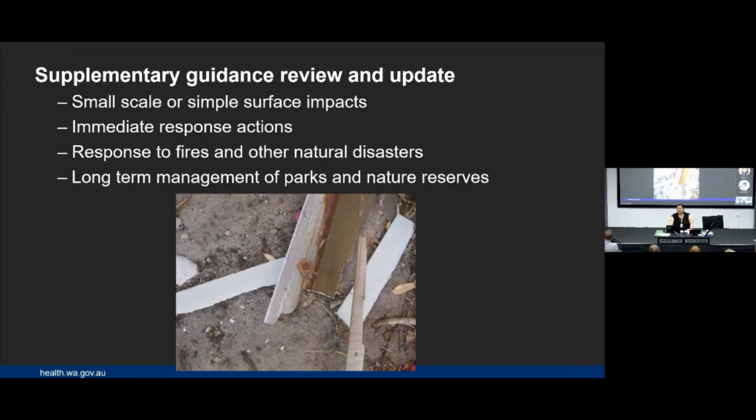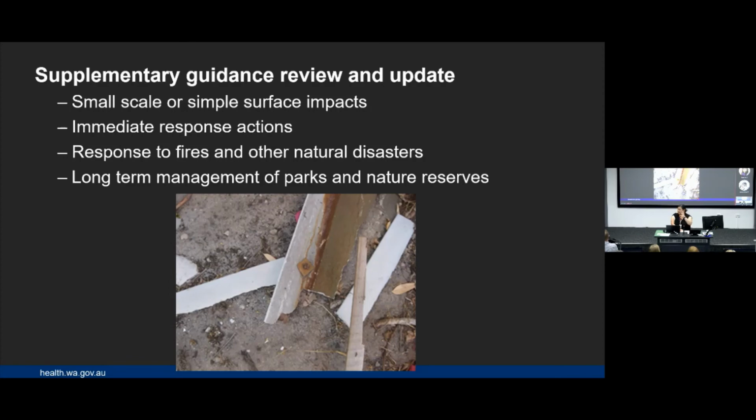So I'm just going to end my talk now with supplementary guidance. It is under review and we're updating it. We're providing you a bit more information on how to deal with small scale or single surface impacts, probably around linking with WHS. That's probably again a document that we'll collaborate with our fellow regulators on before we release it. Immediate response plans, which was part of the appendices of the original document, we're making its own guidelines so that you don't have to look in an appendix if you have to take immediate action.